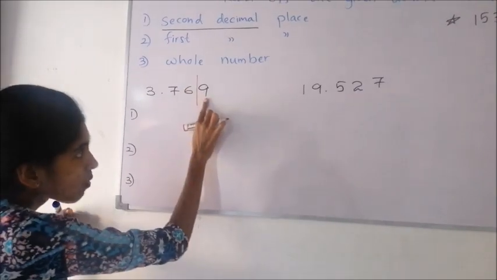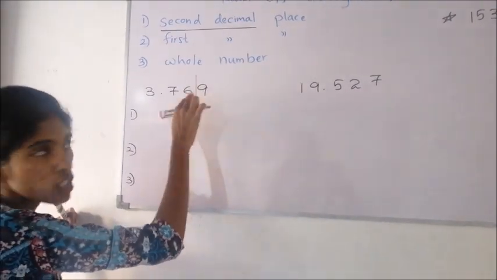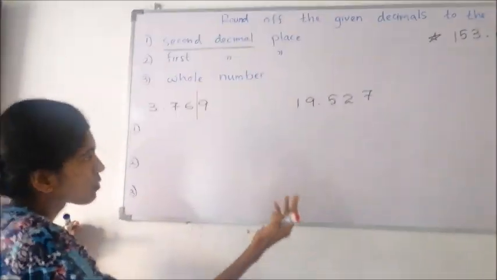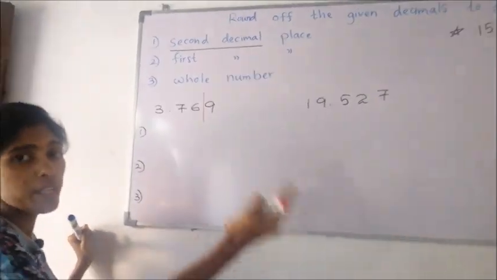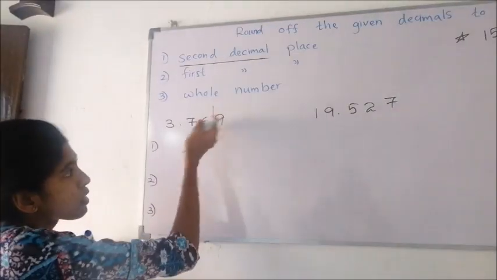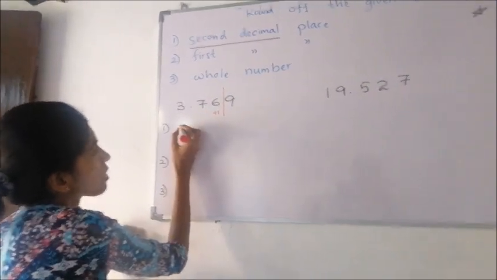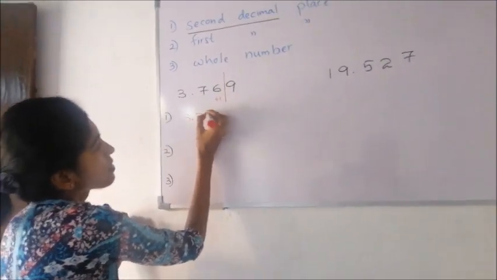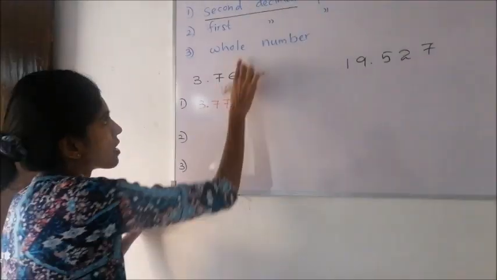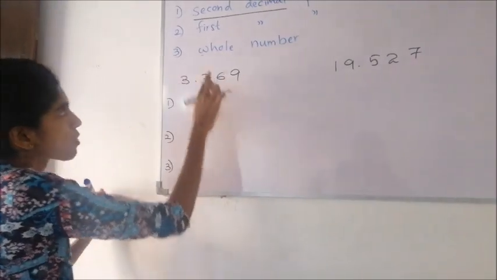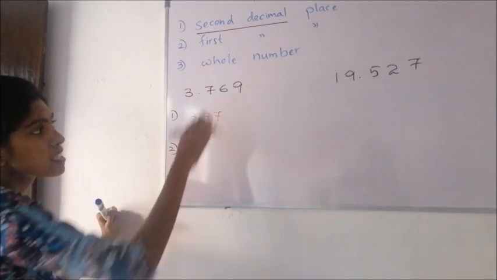See the removing number, that is 9. We cannot just remove such a big number. If the number is 5 or greater than 5, when you are removing, add 1 to this side. What will come then? 3.77. Right.